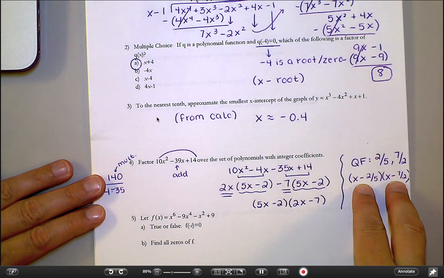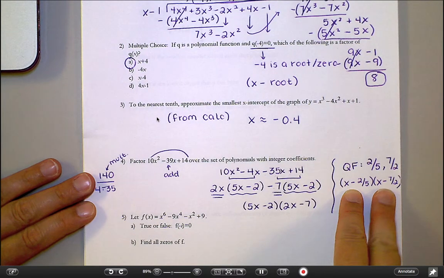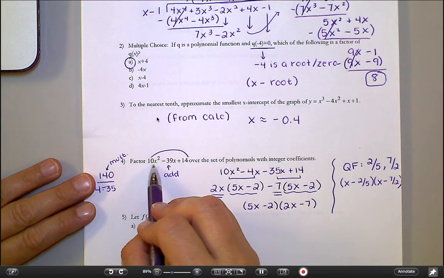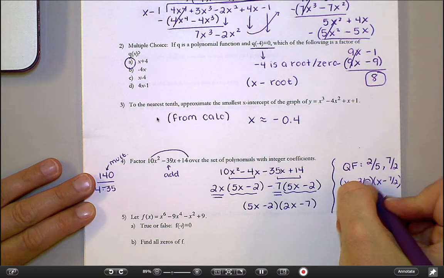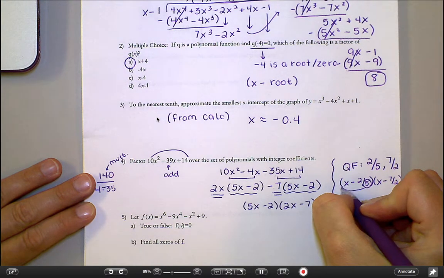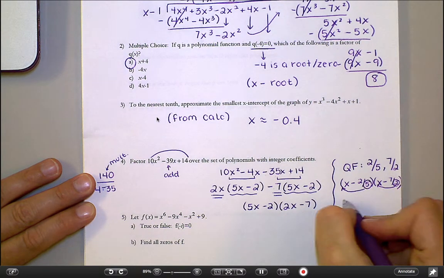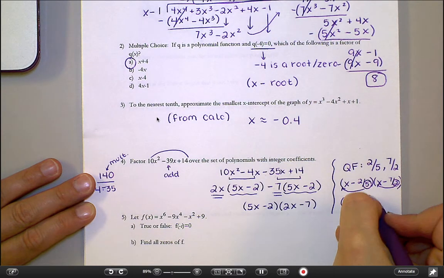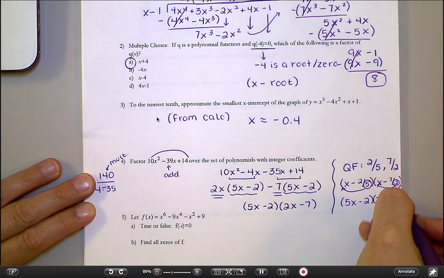But we can't leave this like this for a couple of reasons. First of all, we don't ever factor with fractions, okay? And secondly, if I multiply this back together, I'm only going to get an x squared back in front, not a 10x squared. But what you can do is grab these denominators and slide them over in front of the x, okay? And that would give you 5x minus 2 and 2x minus 7.